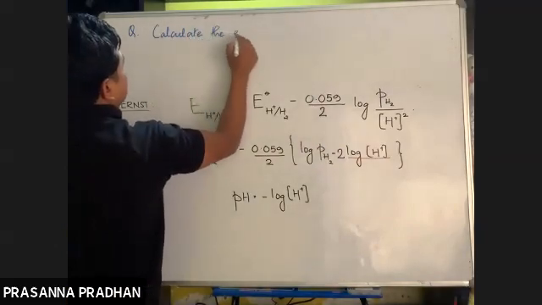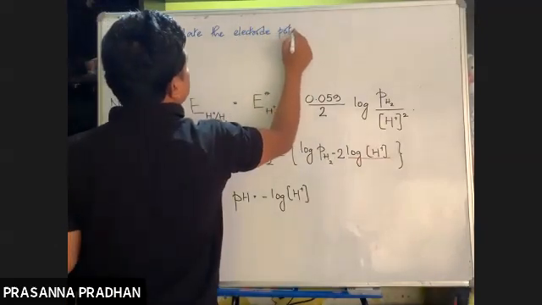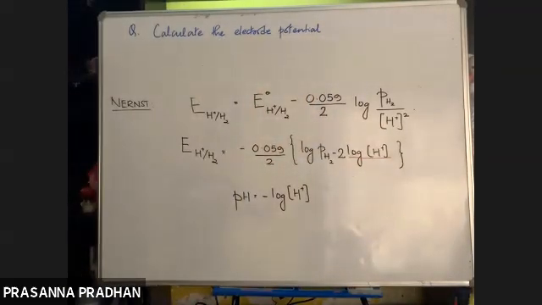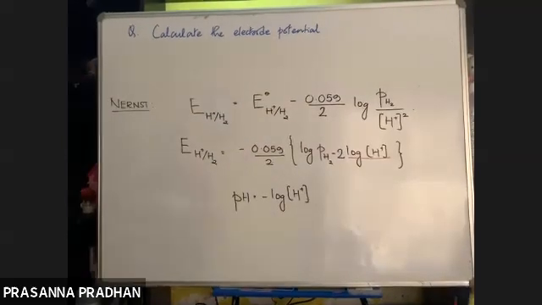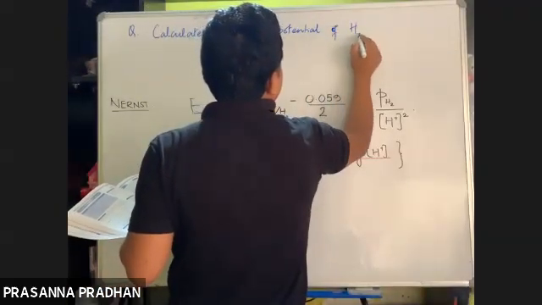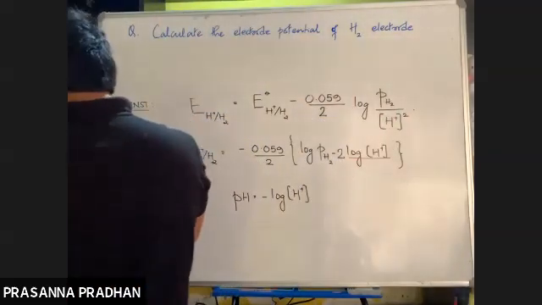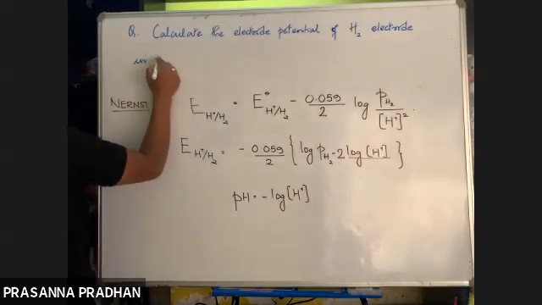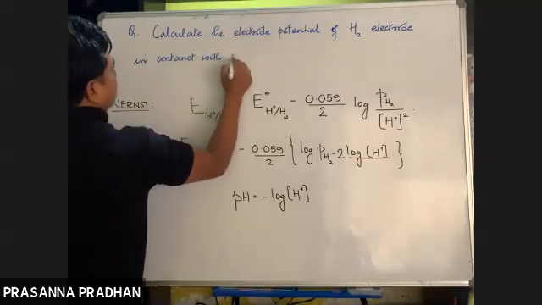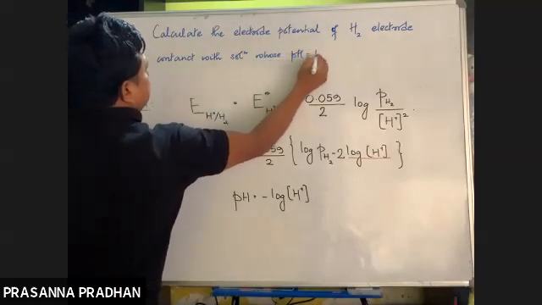Calculate the electrode potential. Calculate the electrode potential of a hydrogen electrode in contact with a solution whose pH equals 10.